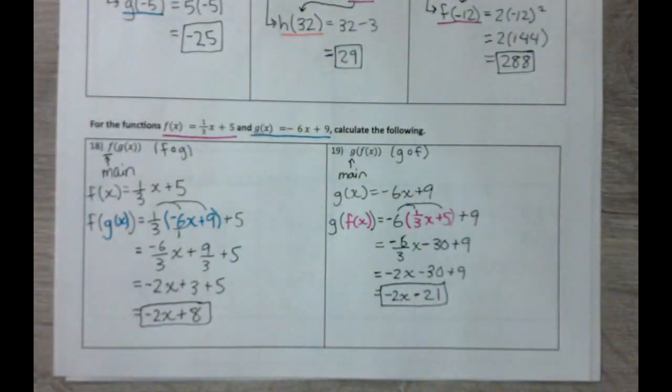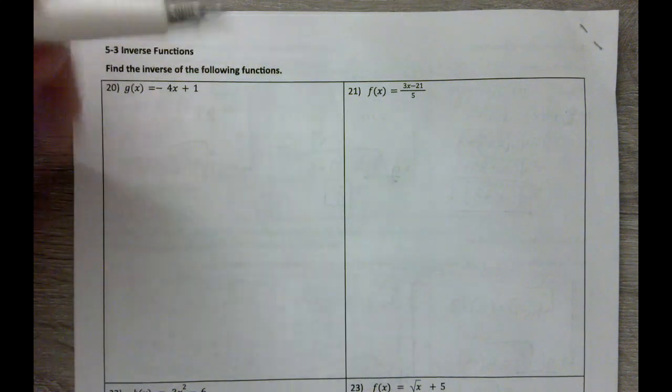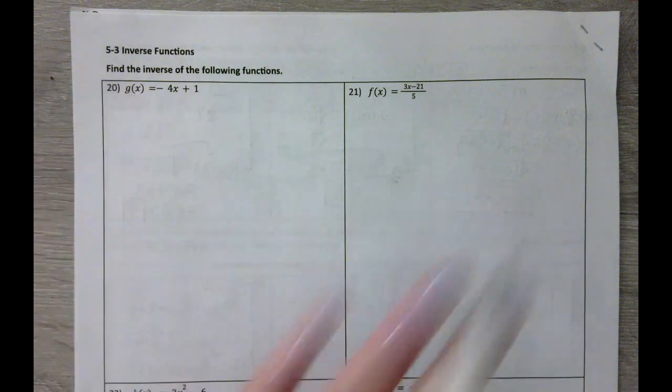All right. Back page, only 4 problems, and then we will be done. Finding inverses. So this is a lot of algebra. So 20, I'll write out the 4 steps that I use in this problem, and then I won't repeat it again after that.